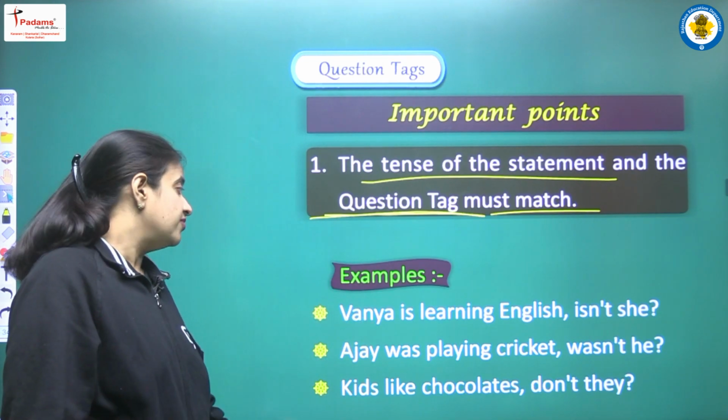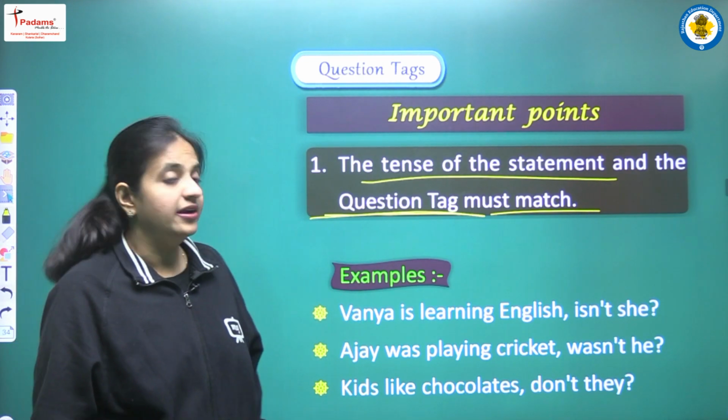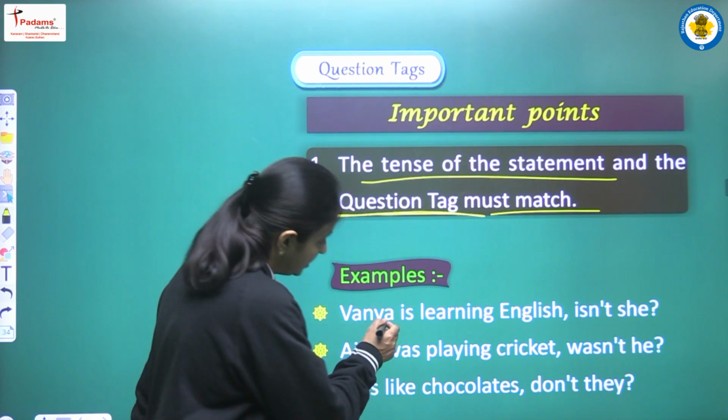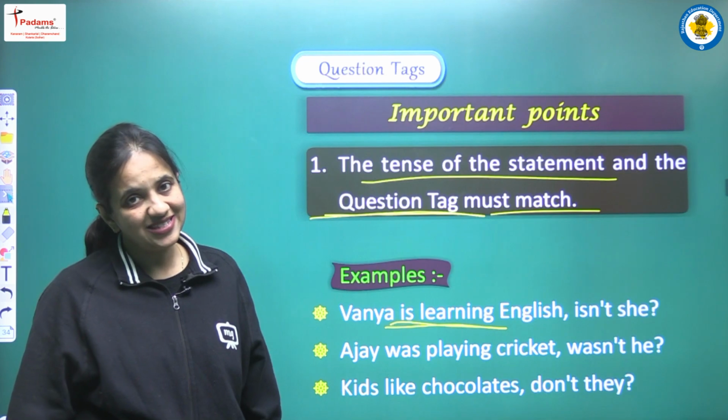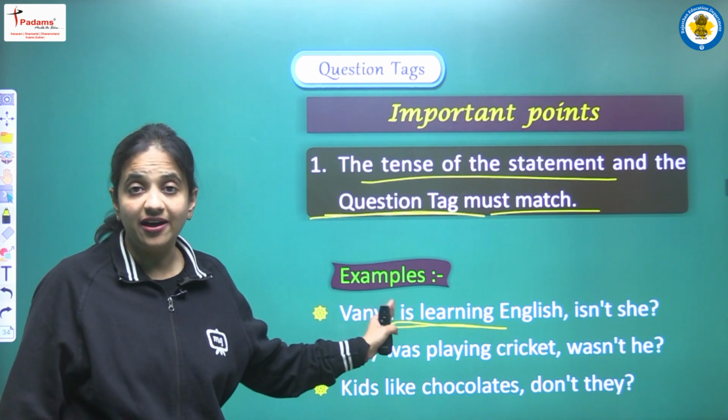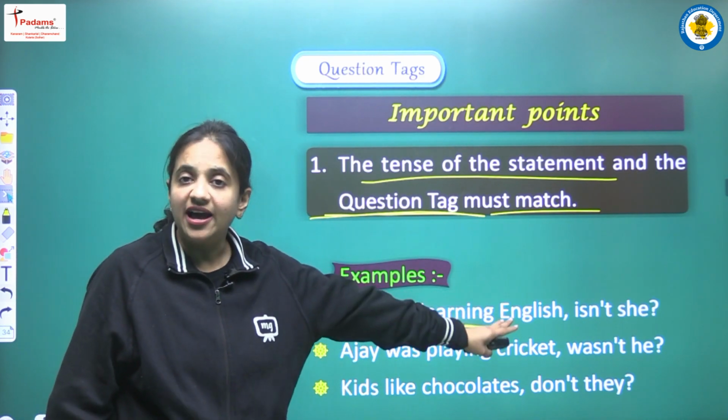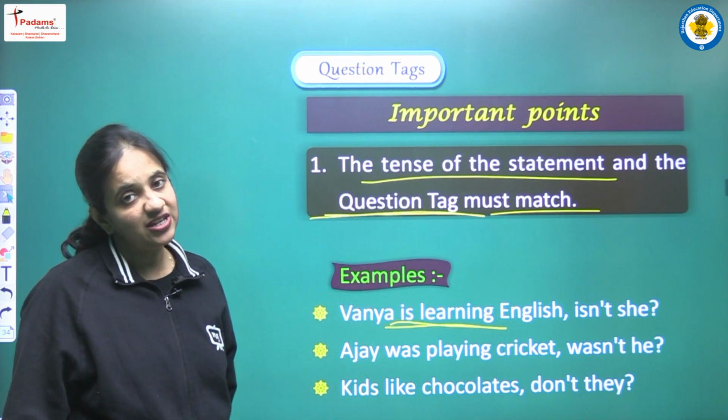So we have some examples. Let's see. First one is: Vanya is learning English. Here we can all see that in this sentence we have present continuous tense, because we have is, am, are and first form plus ing. So it's a present continuous tense here.